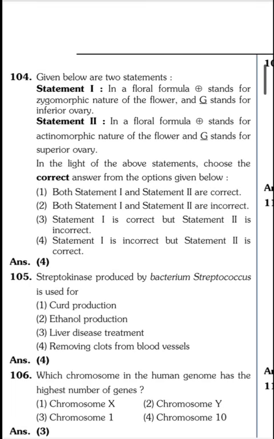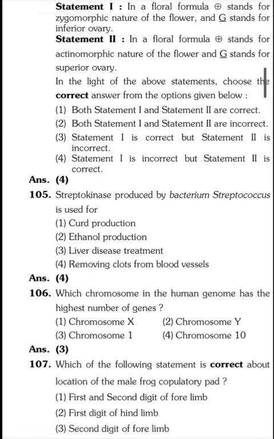Given below are two statements. Statement 1. In a floral formula, plus within circle stands for zygomorphic. It is a wrong statement. It should be actinomorphic. And G dash below stands for superior ovary, not inferior ovary. So statement 1 is false or incorrect. Statement 2, in a floral formula, plus within circle stands for actinomorphic. And G with dash below stands for superior ovary. So both the points within statement 2 are correct. Statement 1 is incorrect. Statement 2 is correct. That is fourth is the correct option.